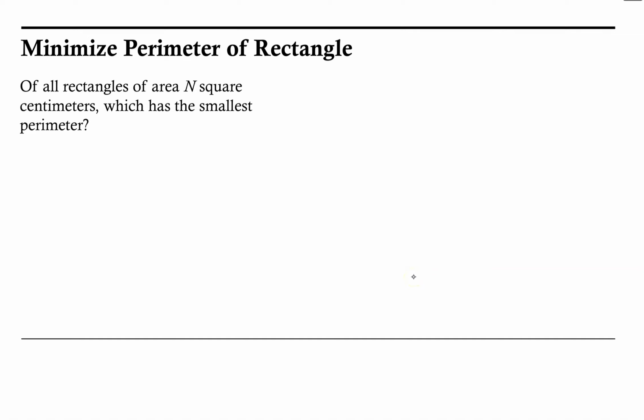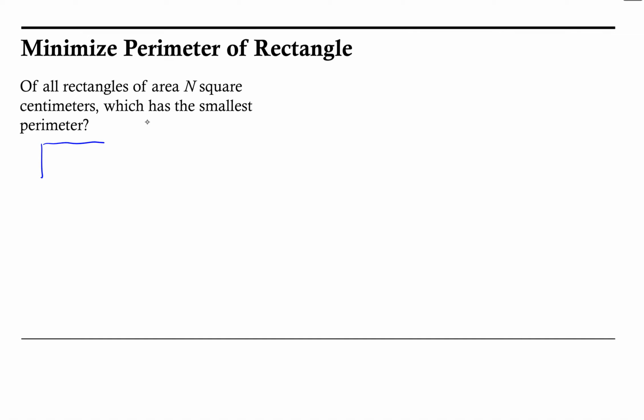Welcome. Let's take a look at an example where we minimize the perimeter of a rectangle. So the question is, of all rectangles of area n square centimeters, which has the smallest perimeter? So let's explore this through a diagram.